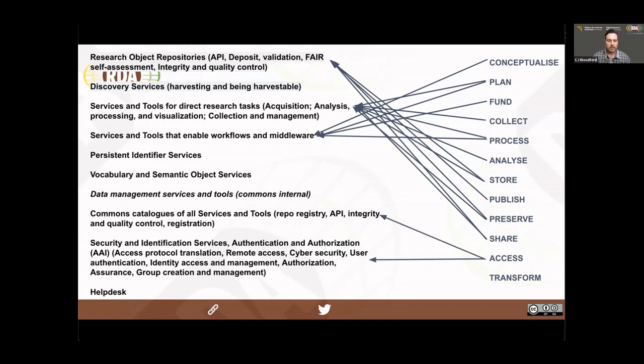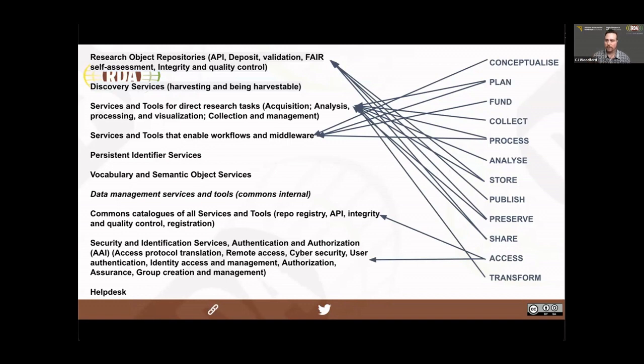Access. To me, that meant the catalog of services and tools to see how you actually get access to things. And depending on the intent of the share, it would definitely also fall into that security and identification services. Lastly, for transform, all the categories that I saw in there were really well mapped to subcategories of the direct research tasks that we have, specifically within data collection, research object management, and analysis, processing, and visualization.